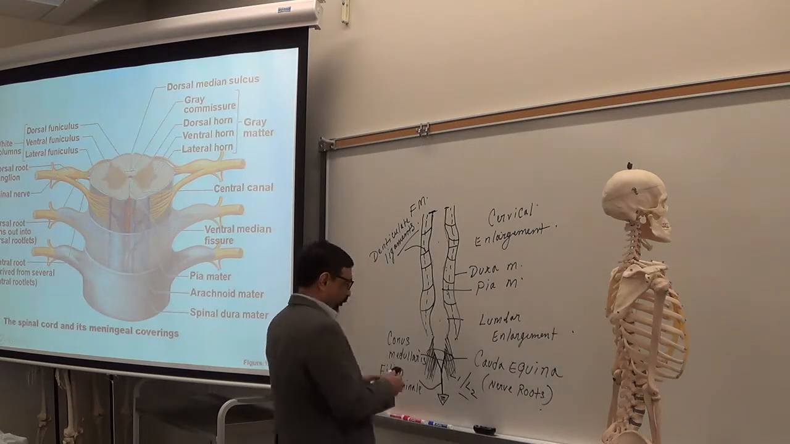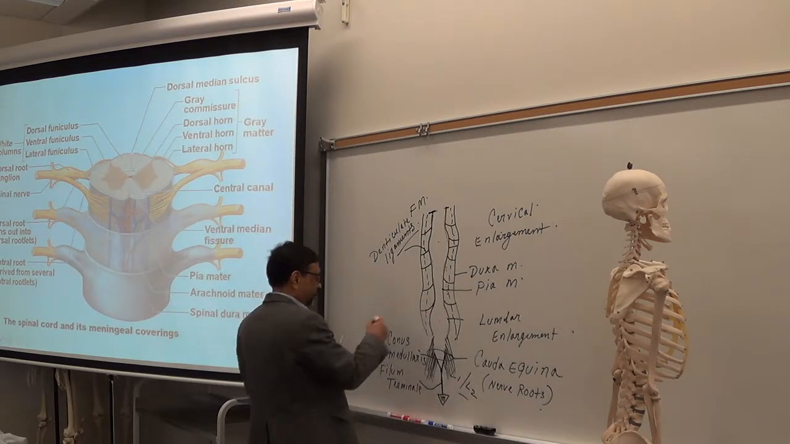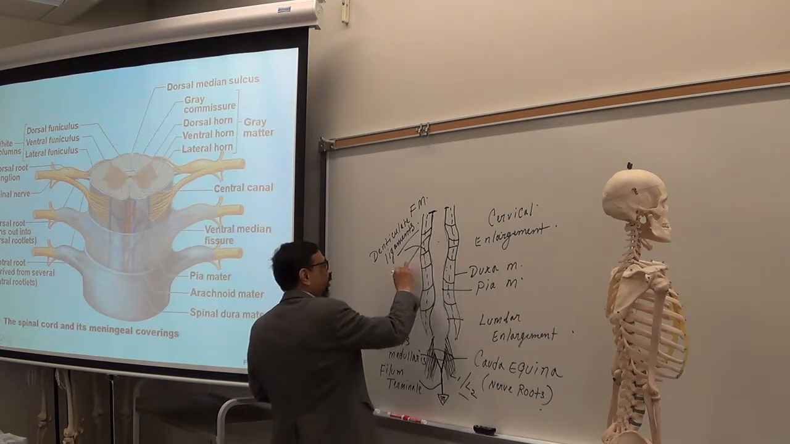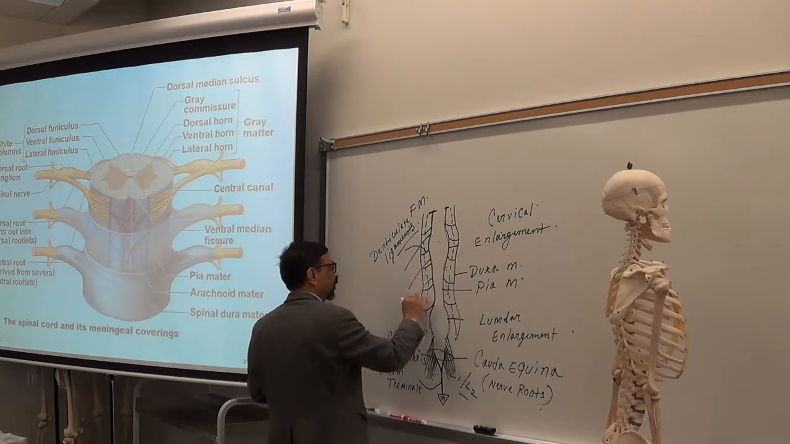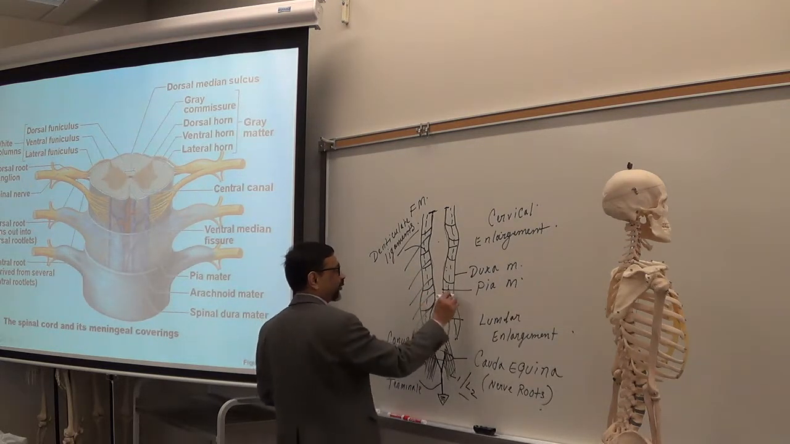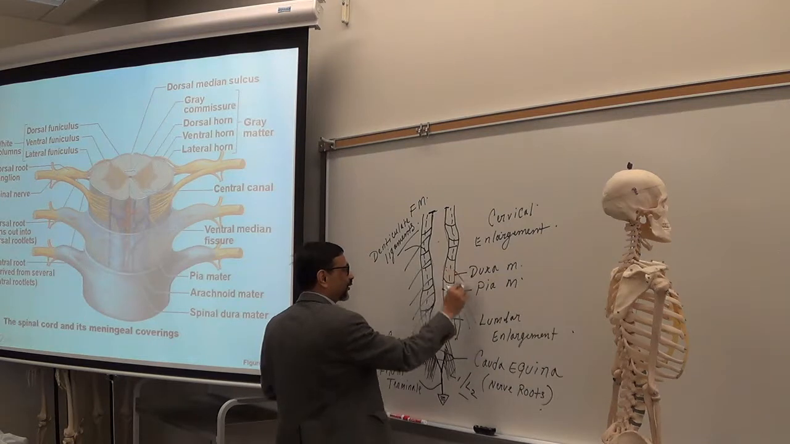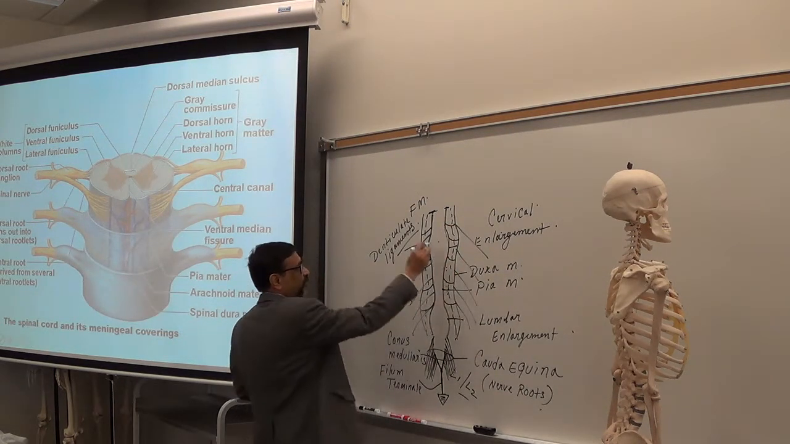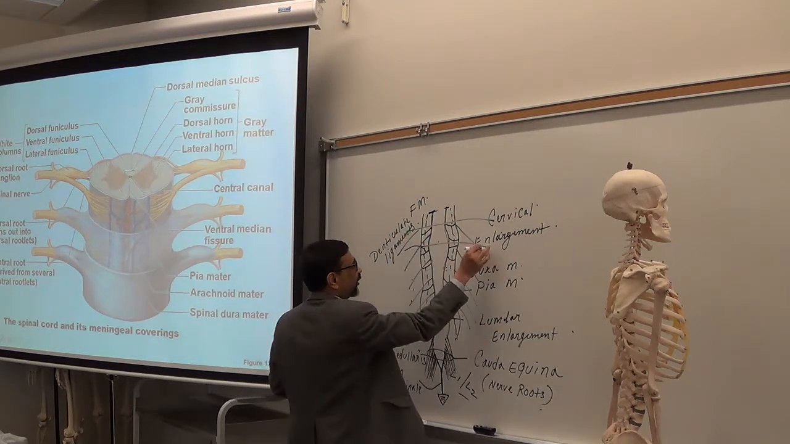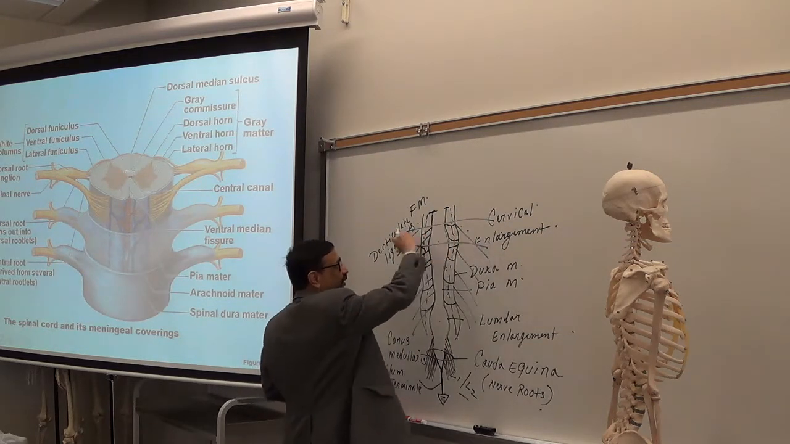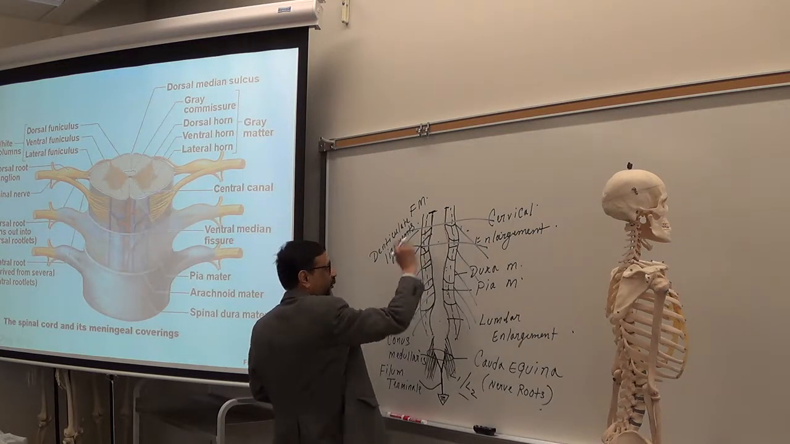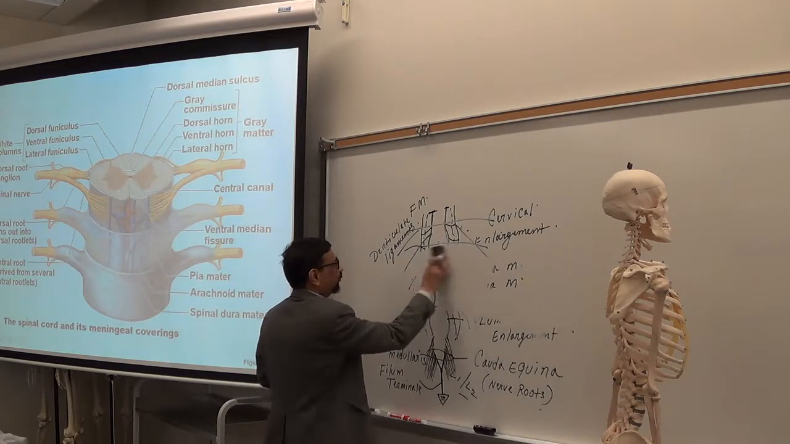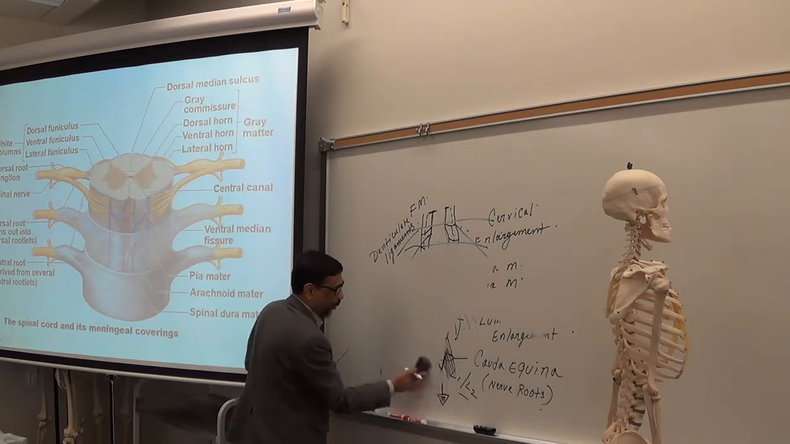Now, we know that from both sides of the spinal cord, how many spinal nerves arise? 31. 31 what? Pairs. Yeah, you have to say that. 31 pairs. Those are the spinal nerves. Okay? So if I just make a cross section here to see one segment, you have the spinal nerves, and we'll see now that segment.